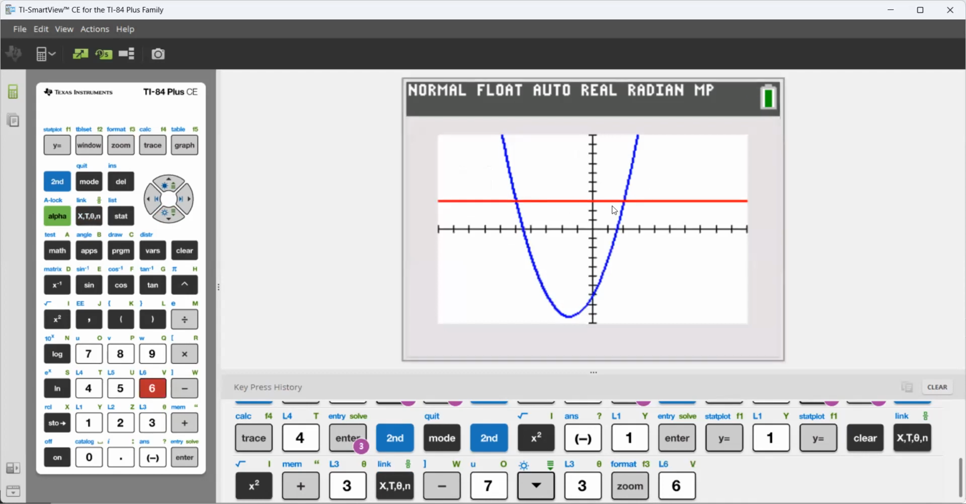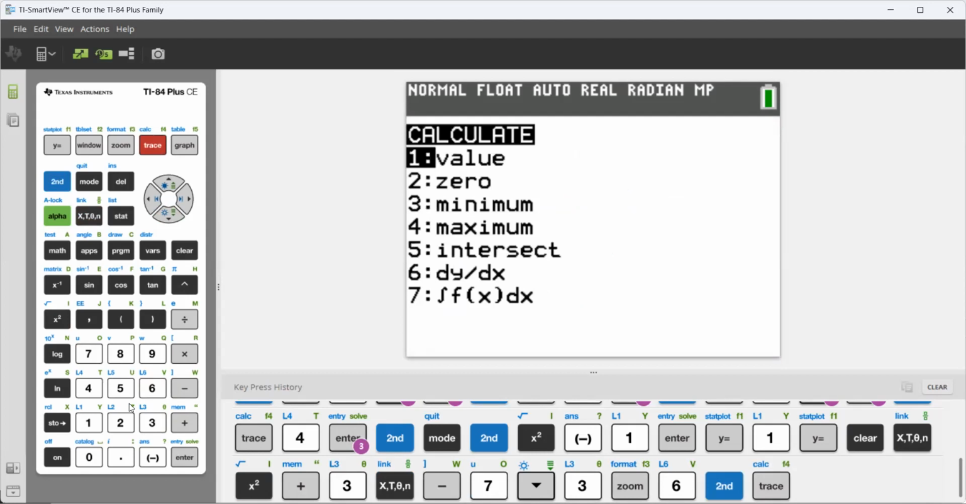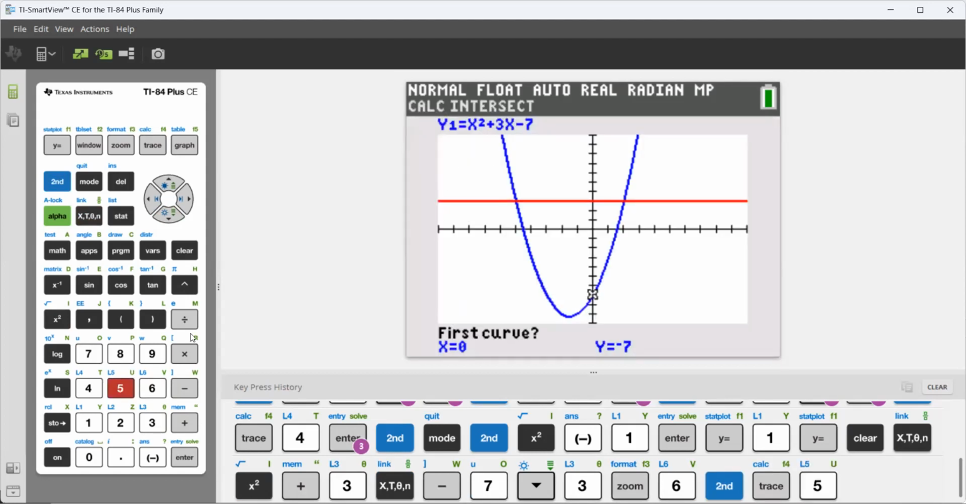Now, this red line here is y2 equals 3, right? So the graph cuts it here. That is where the intersection is, not on the x-axis, because y2 is 3. So I do second, trace, 5, and I'm going to move it closer to the first one, which is this one. Enter, enter, enter. So my x is 2 when y is 3. So x equals 2 for the first one.